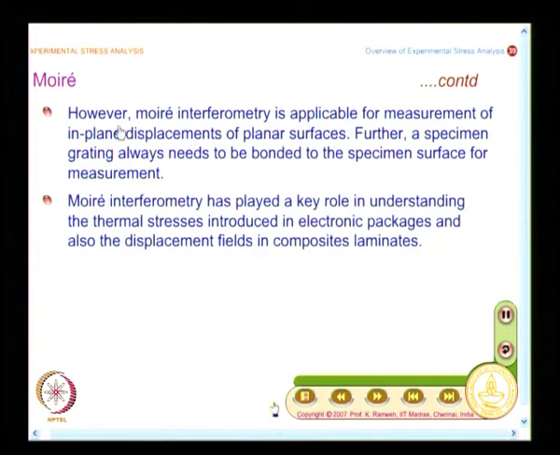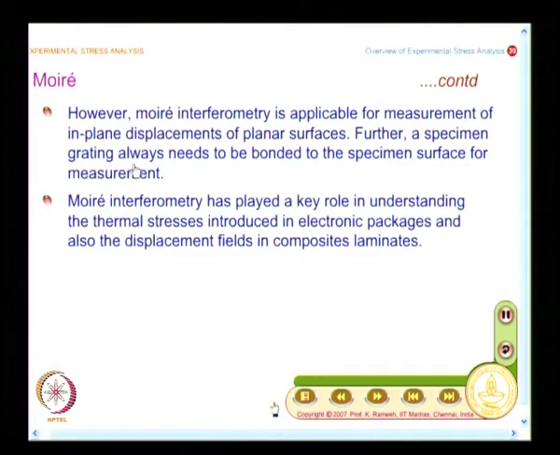And what you find here is primarily it is applicable for in plane displacements of planar surfaces. This is a very key point. If you have curved surfaces, whether it is photoelasticity or Moiré or any other experimental technique will have problem. So, we are happy from simple geometry to complex shapes, but once you come to complex shapes, if it is curved, then you will get information, but interpretation becomes difficult.